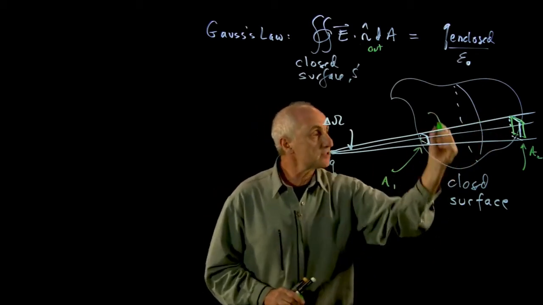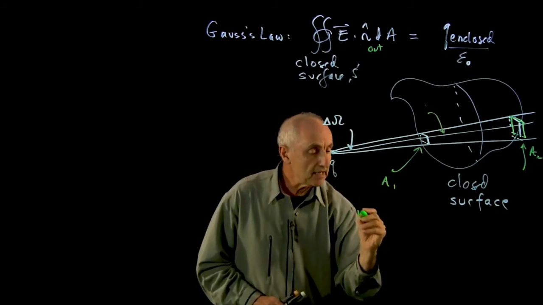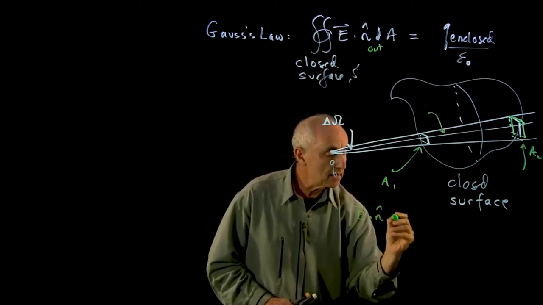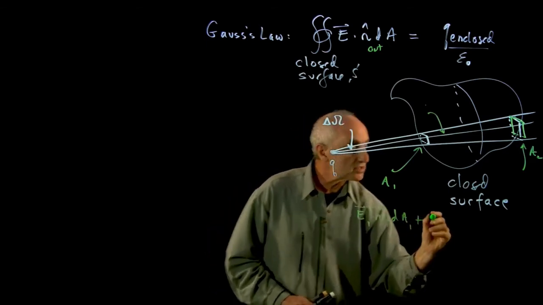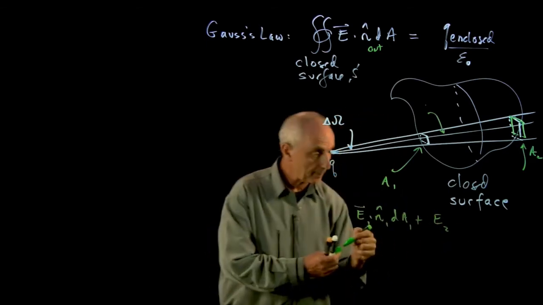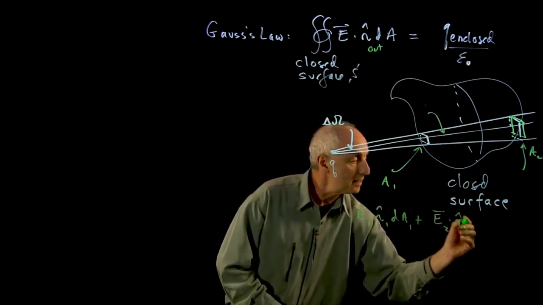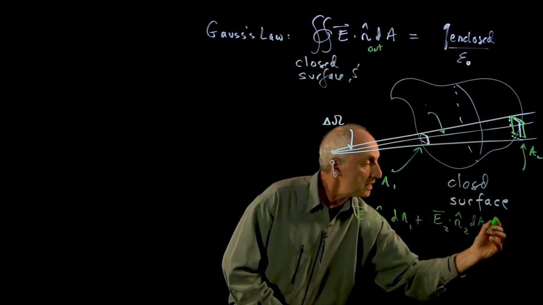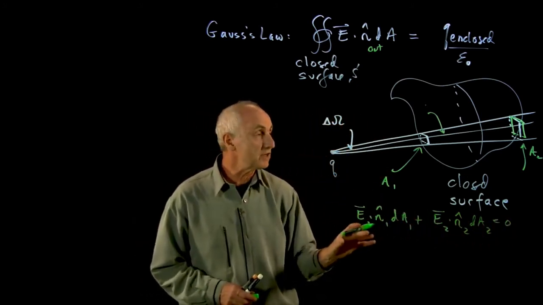And so for this infinitesimal surface, we have that E1 dot n hat 1 dA1 plus E2 dot n hat 2 dA2 is 0. And that was what we proved in our last video.